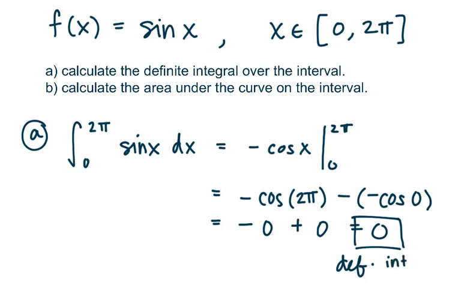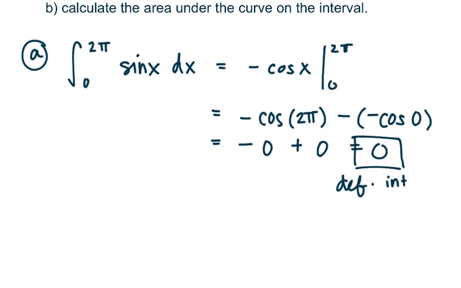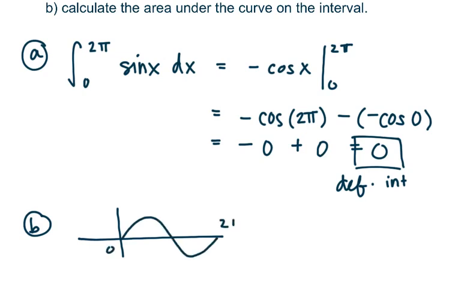Okay, so what is the area though? Let's think about this. If we want to calculate the area, well, we have to consider the graph. And we know what the graph of sine looks like between 0 and 2 pi. Part of that is above the x-axis, and part of that graph is below the x-axis. And what we know is that the integral of the region above the x-axis is going to give us a positive value, and the region below the x-axis is going to give us a negative value.